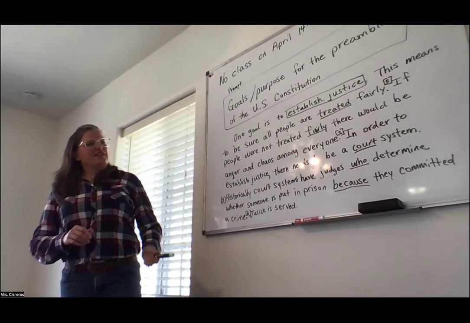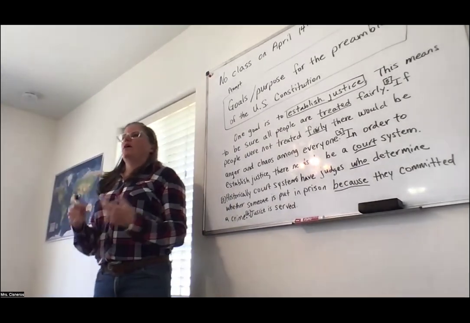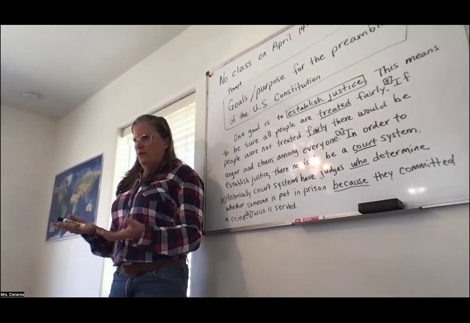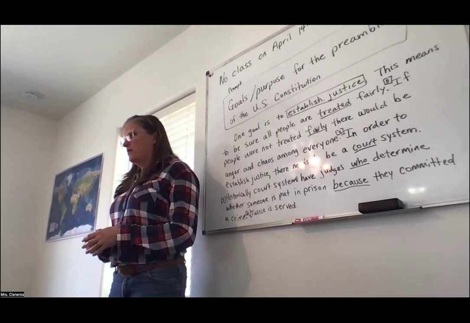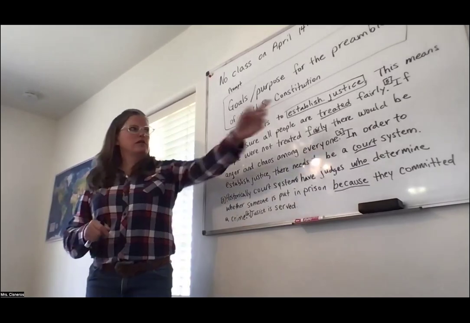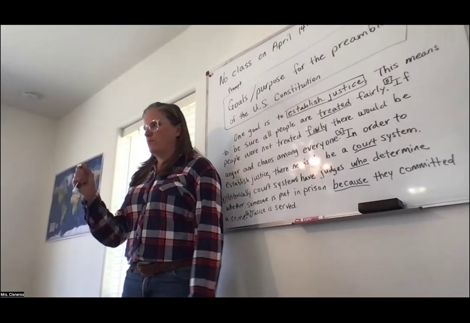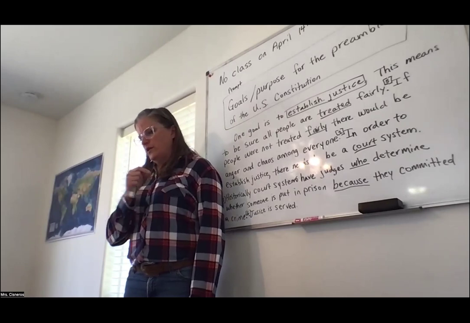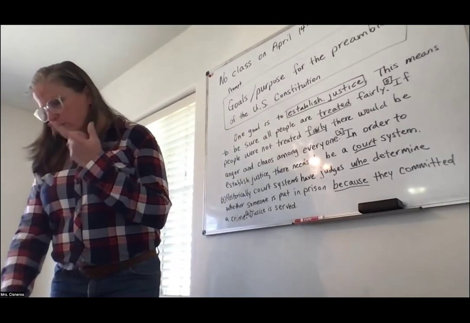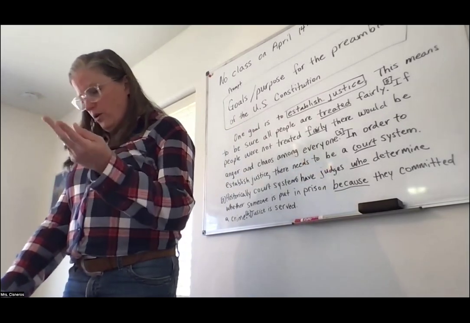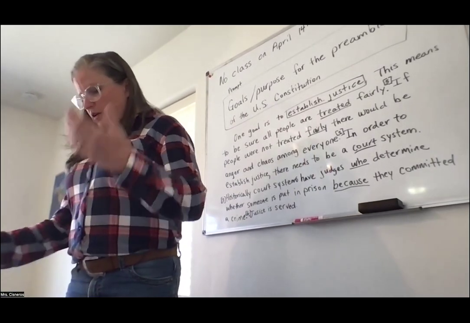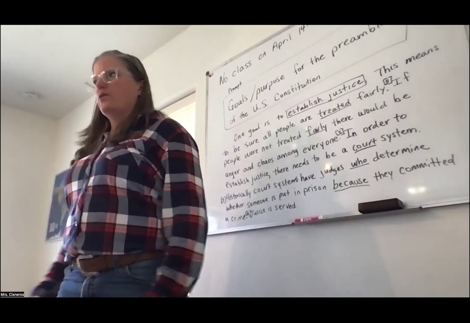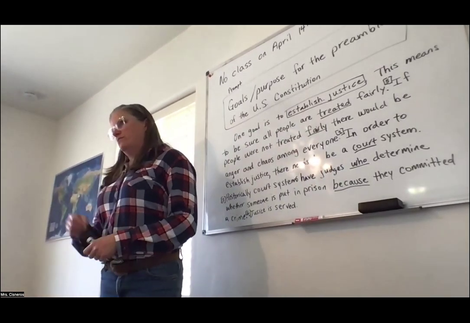That is an example of how to write about a part of the preamble. Okay, does that make sense to you guys? Anybody have any questions about that? Because what you're doing is you're using the actual words from the preamble. That's a goal. So establish justice is a goal. Ensure domestic tranquility is a goal. Provide for the common defense is a goal. Promote the general welfare. Those are all goals of the Constitution.